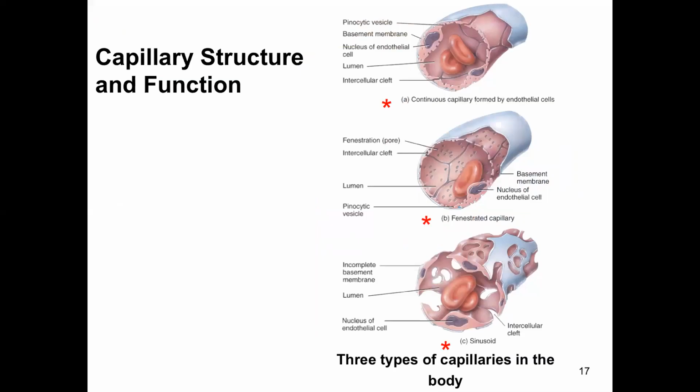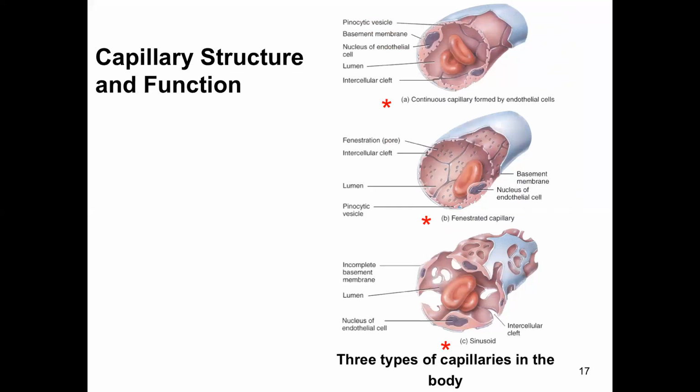Now, we have different types of capillaries. All right, most of the capillaries are the continuous capillaries. And these have a smooth, fully intact basement membrane, and all of the cells are holding on to each other quite well. All right, so that's why they're called continuous. So we have a continuous basement membrane, and we have continuous epithelium.